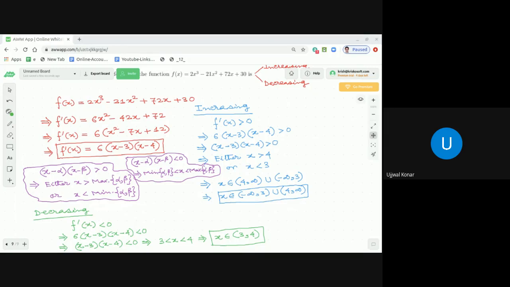Now, in a similar manner, we can solve the other questions, that is how you can find whether the function is increasing or decreasing, and that will actually help you to find when the function is increasing.